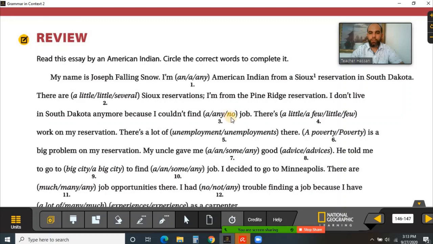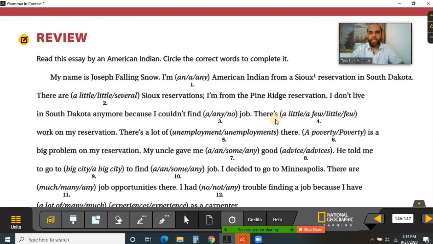And why not no? I couldn't find no job. Now, no doesn't work with not. If you notice here, we have not. So we can't use not plus no. We use not any, and not any equals no. For example, I don't have any money, or I have no money. The same thing. I hope number 3 is clear.